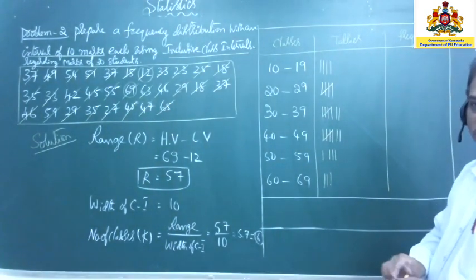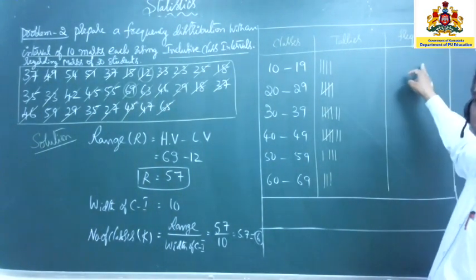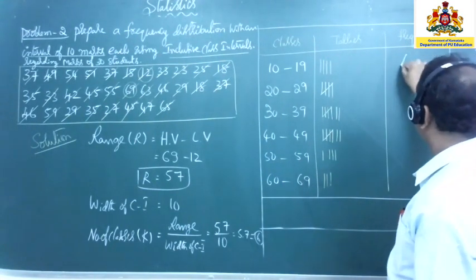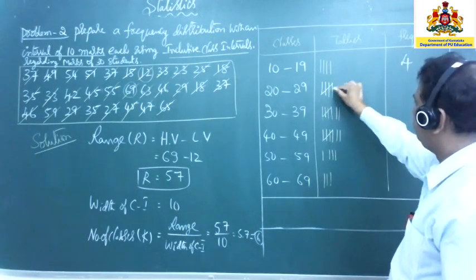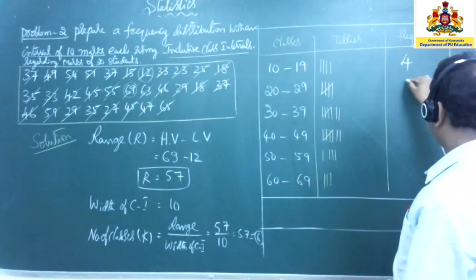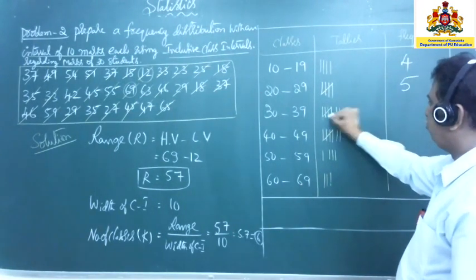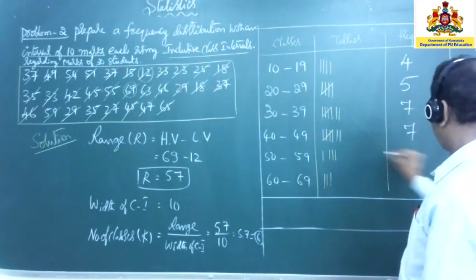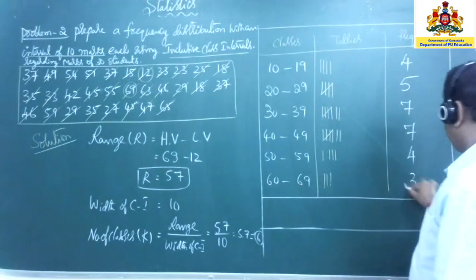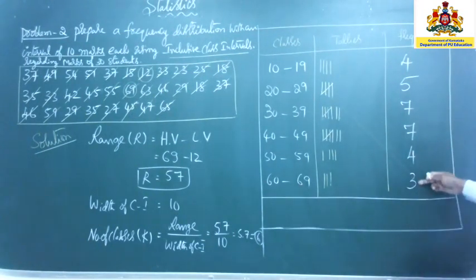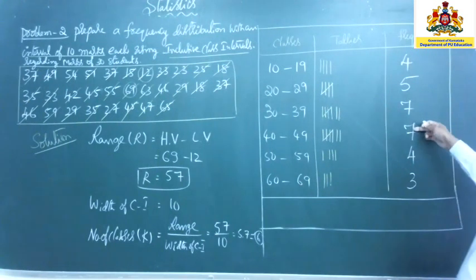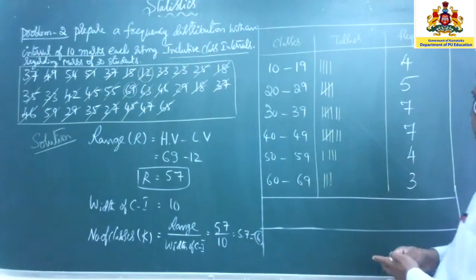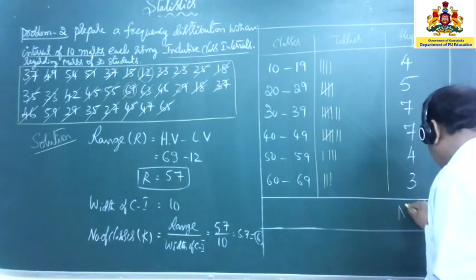Now you have to count the tallies and write them as frequencies. 1, 2, 3, 4. Next, 1, 2, 3, 4. The cross one is the fifth one. It is the bunch of 5. Next, 5 plus 2 is 7. 1, 2, 3, 4. Next, 1, 2, 3. Now you have to count. 3 plus 4 is 7. 7 plus 7 is 14. 14 plus 7 is 21. 21 plus 5 is 26. 26 plus 4 is 30.